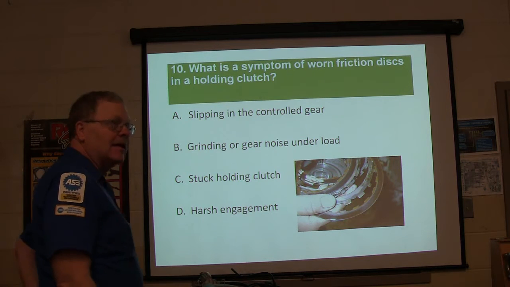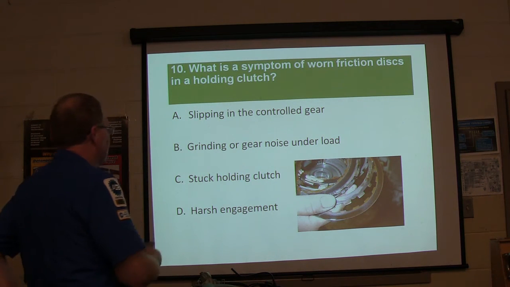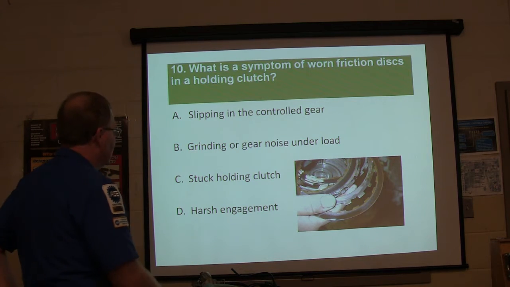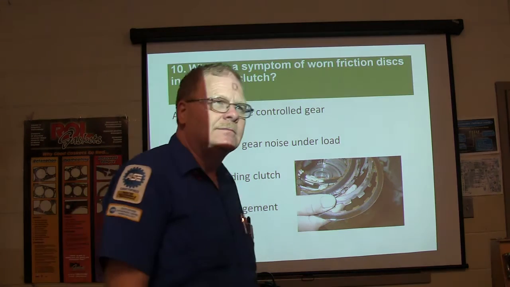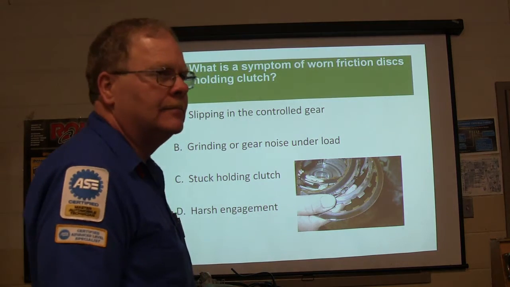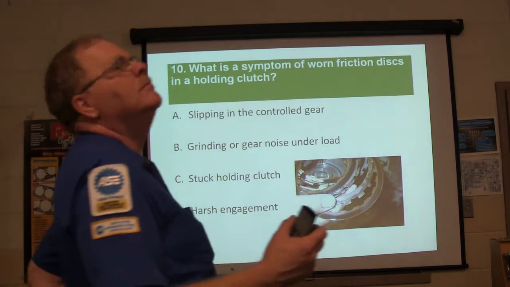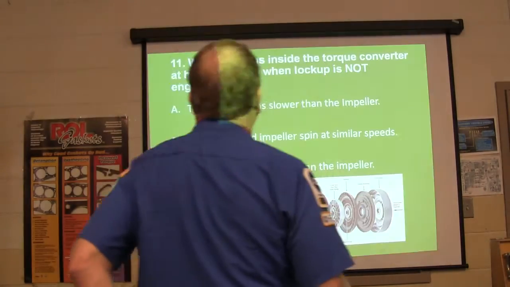A, slipping in the controlled gear. B, grinding or gear noise under load. C, stuck holding clutch. Or D, harsh engagement. Harsh engagement means when you put it in gear, it goes boom, hits real hard.